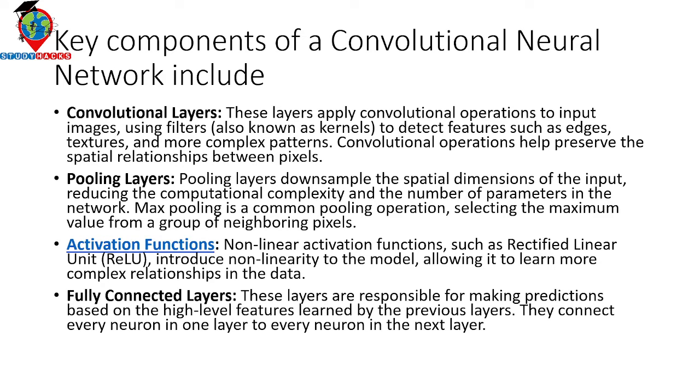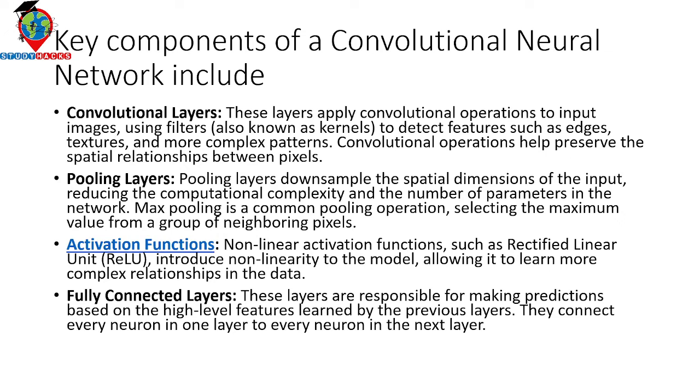In the convolution layers, we mainly apply a convolution operation to input images using filters to detect features such as edges, texture, or more complex patterns. The convolution operation helps preserve the spatial relationship between the pixels. Further, the pooling layer downsamples the spatial dimension of the input, reducing the computational complexity and the number of parameters in the network.